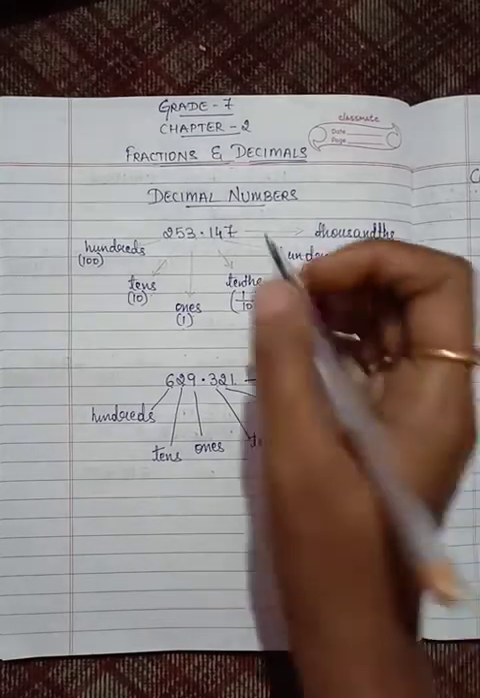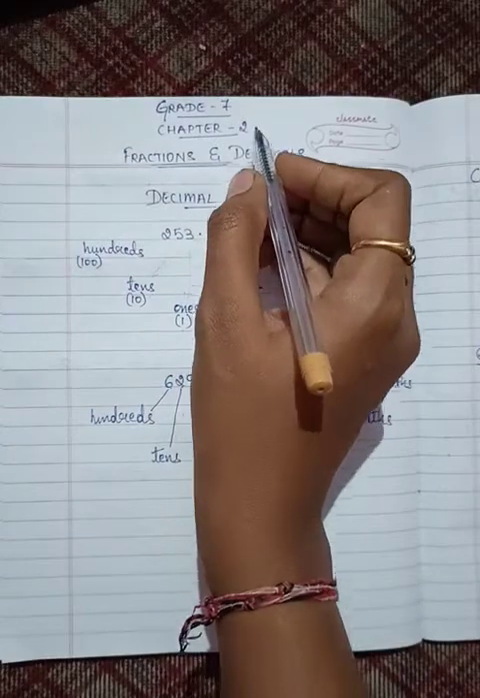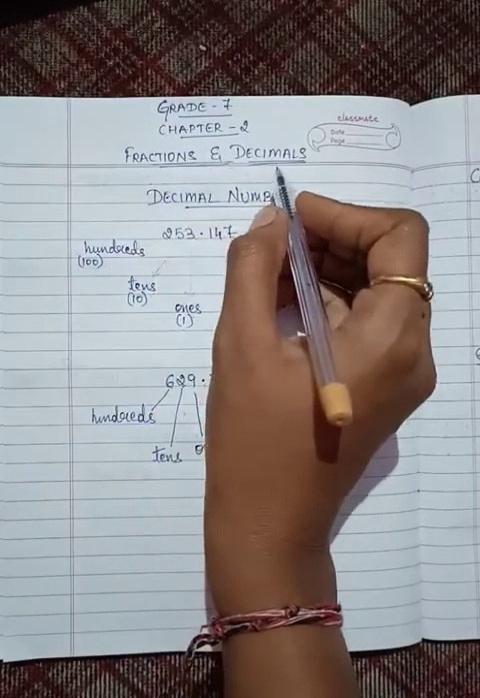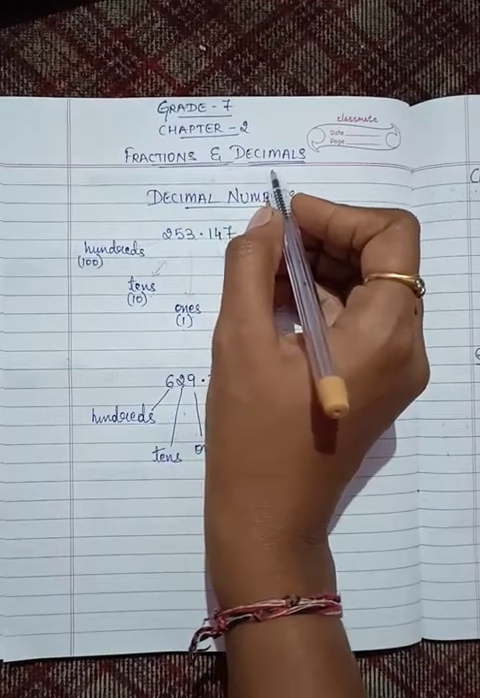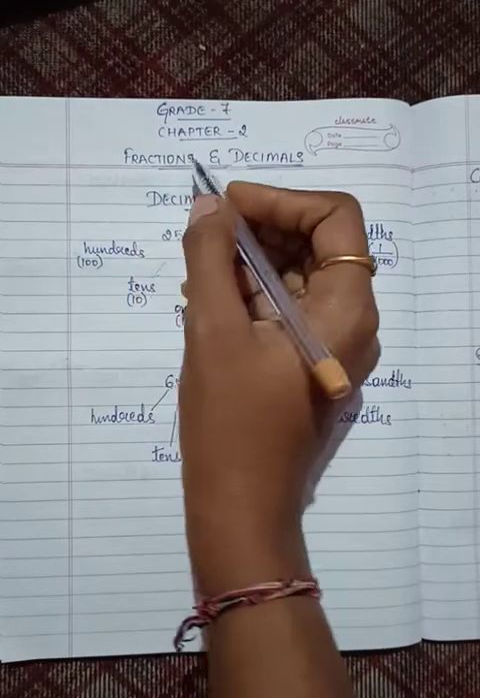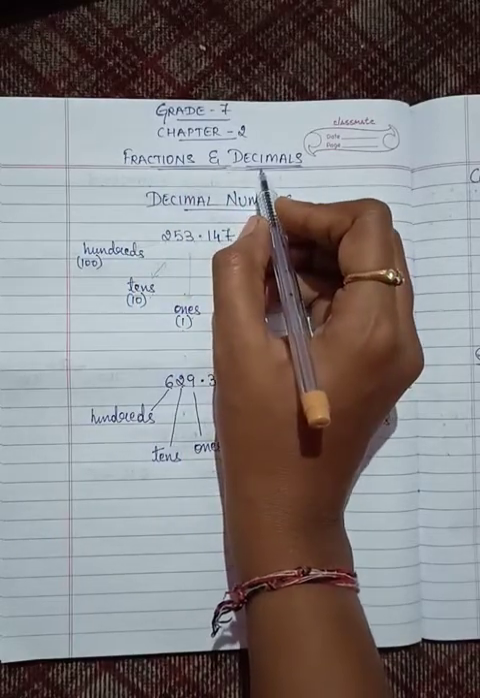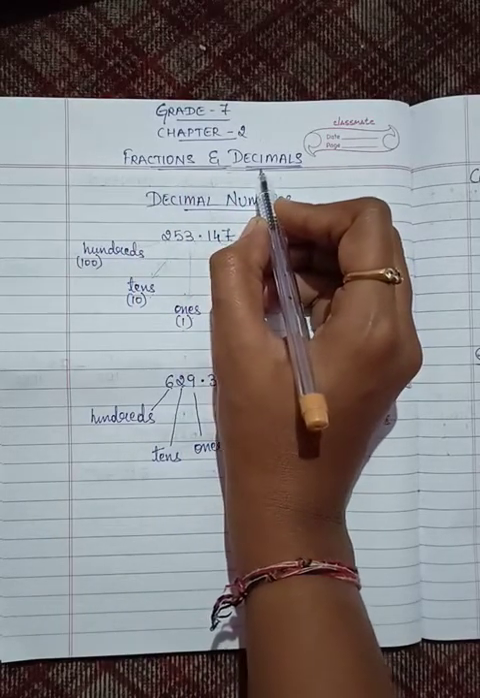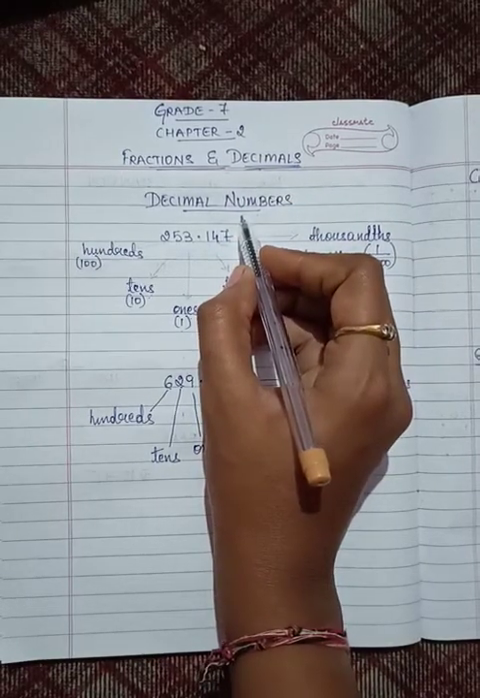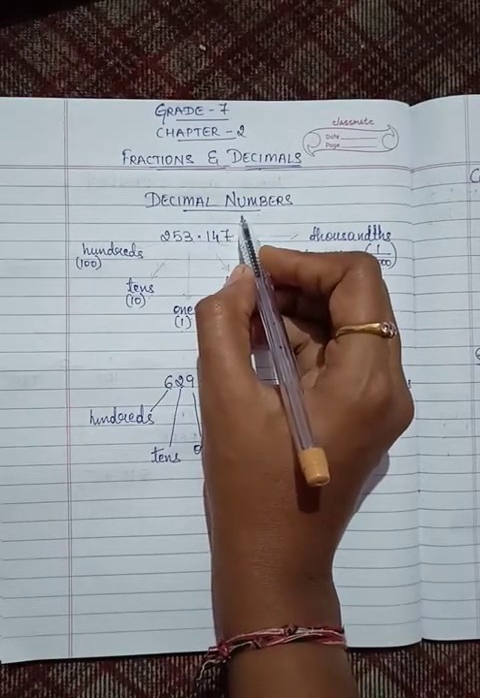Students, we are studying chapter number 2 and the name of the chapter is Fractions and Decimals. In our previous classes, we learnt about fractions. And in today's class, we shall be studying various topics under decimals. The first topic for today's class is decimal numbers.